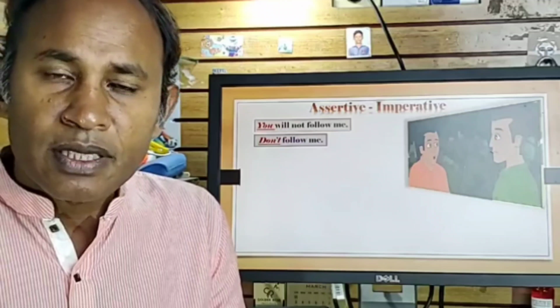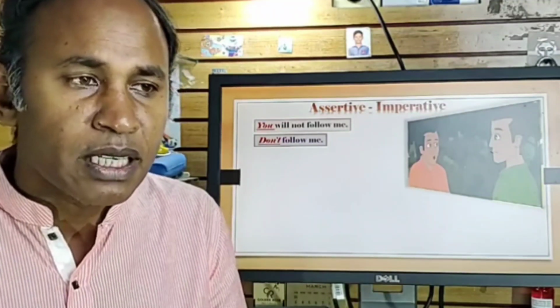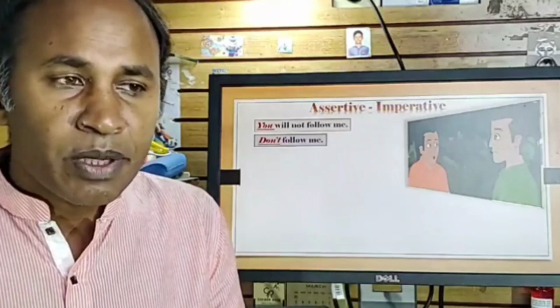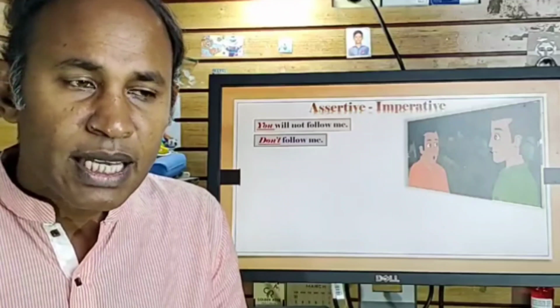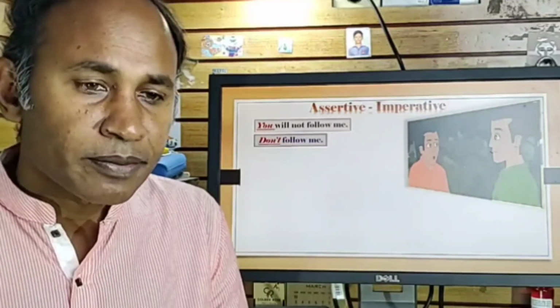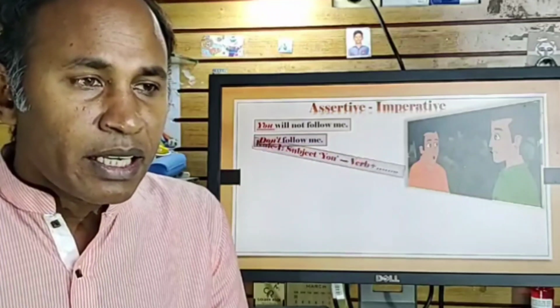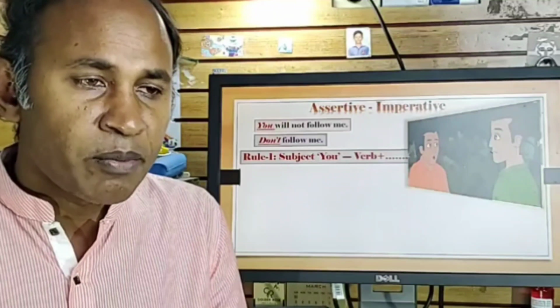That means if the sentence is negative, you have to use don't. If it is affirmative, then you simply use the verb. So just follow me. If the sentence was like that, you will follow me, so follow me is the answer, okay? And then that means if the subject is you, আমাদের শুধু verb থেকে শুরু করতে হবে, that is the simplest rule.